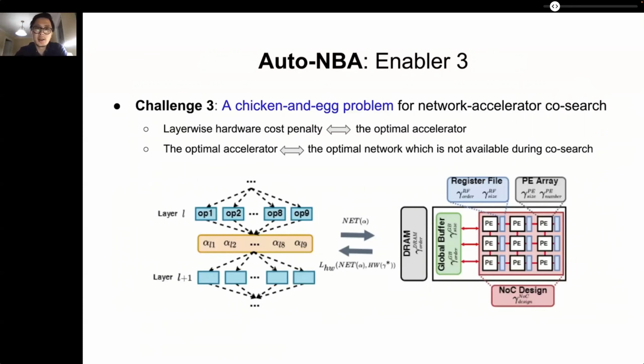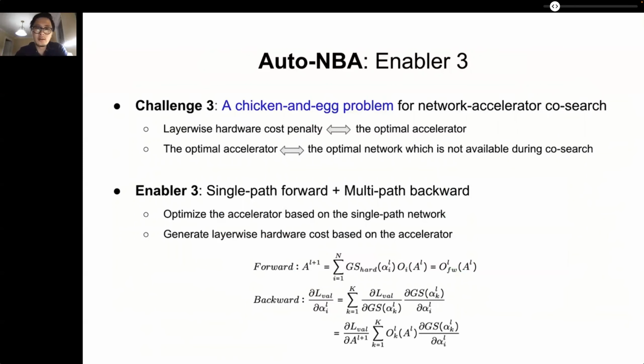The third challenge is the chicken and egg problem between the optimal network choices and optimal accelerator choices. Basically, the optimal network needs the operation-wise cost, which is determined by the optimal accelerator. However, the optimal accelerator is also determined by the optimal network. So to break the loop, we introduced a strategy called single-path forward and multi-path backward.